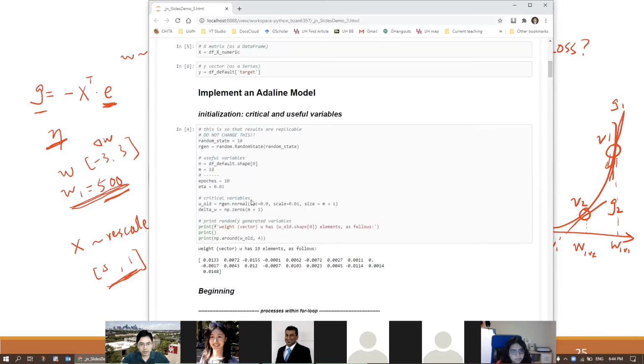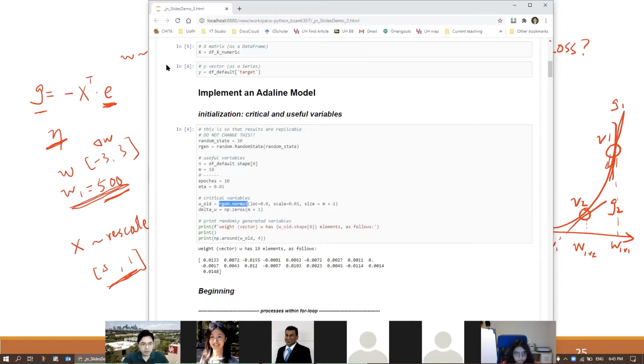Let's see, it should be here. We create a random number generator by using the NumPy random package. And then we generate the random numbers by drawing a size of n+1, which is the size of the vector for the weight. We draw the numbers from a standard normal distribution, with location as the mean of 0 and a standard deviation of 0.01.